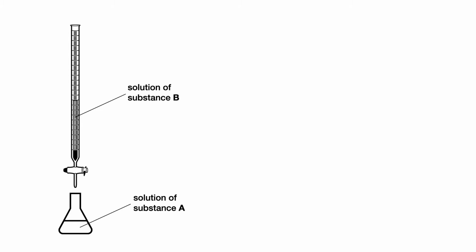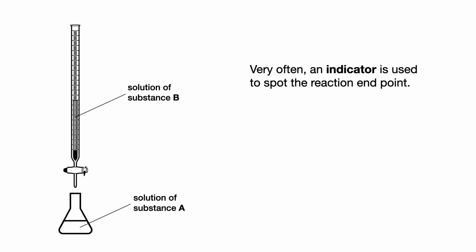And so often when we're doing titrations, we need to use something called an indicator to help us spot the reaction endpoint. And the indicator is just some sort of substance that changes appearance at the endpoint of the reaction. And so one very common example is in titrations of acids and bases. One will often use an indicator called phenolphthalein, and before you get to the reaction endpoint, the indicator is colorless.